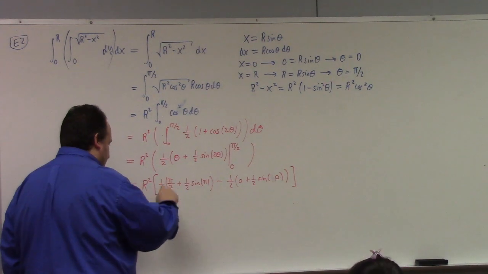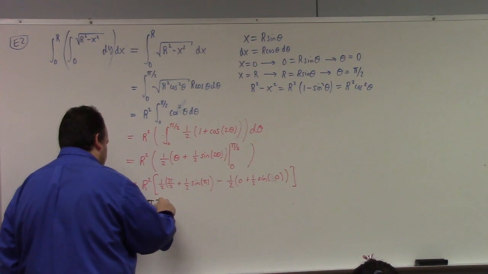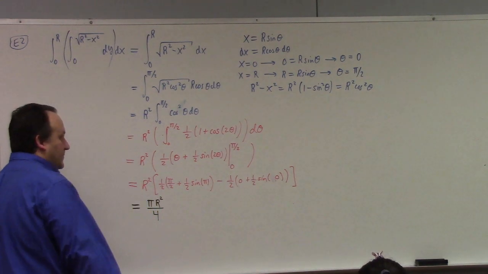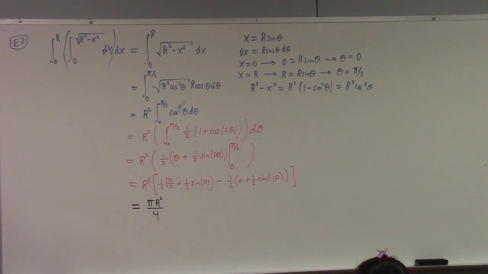Anyway, so this all simplifies to what? Pi r squared over 4. Because sine of 0 is 0, sine of pi is 0. These things you know, right?